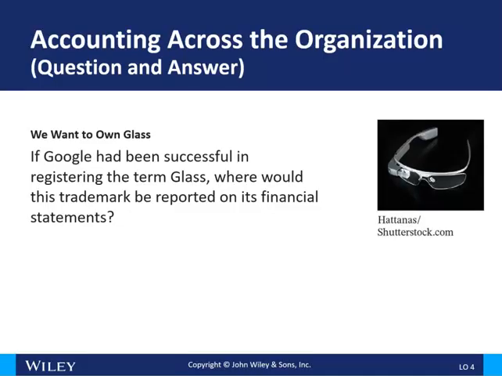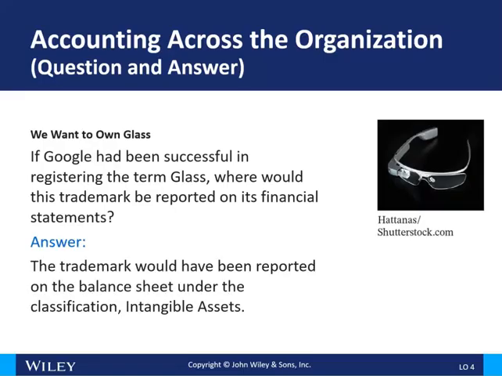If they had registered the term glass, where would the trademark be reported in its financial statements? On the balance sheet under the classification intangible assets. Since it's a trademark, it's got an indefinite life, so we don't amortize it.